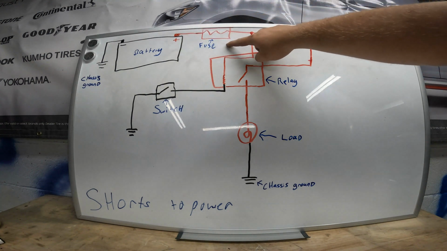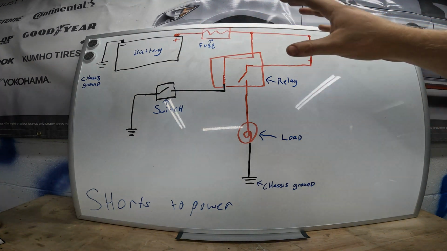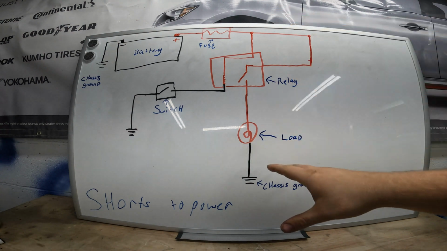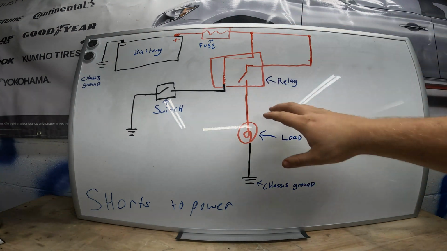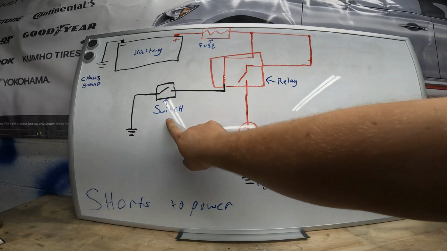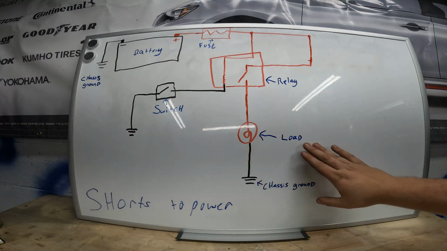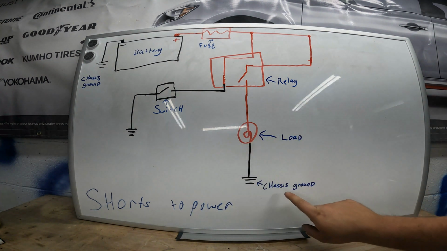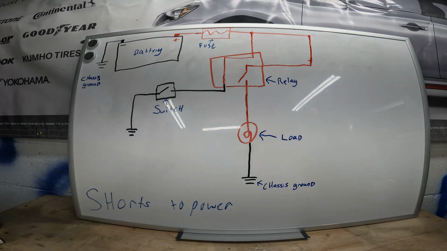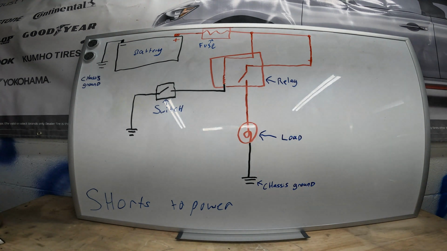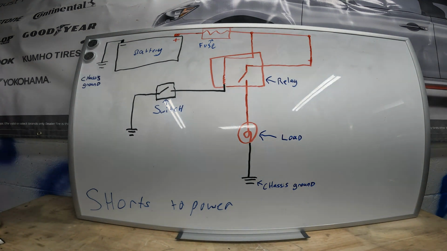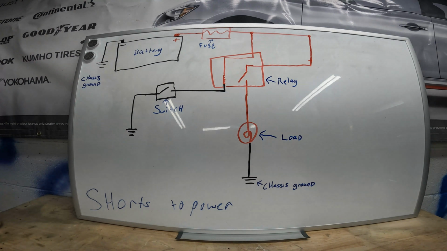You're going to pass through a fuse. You're going to have multiple legs to your circuit with multiple controls. You have a relay, a switch, and then your load, then passing to grounds. So let's talk about how a short to power will affect different spots in this circuit.